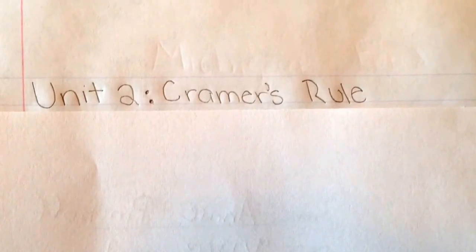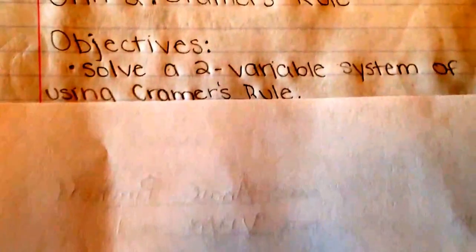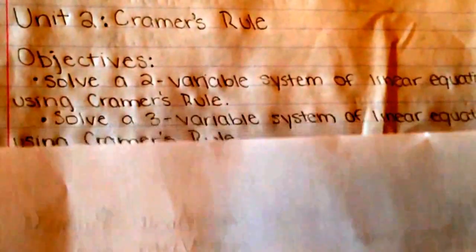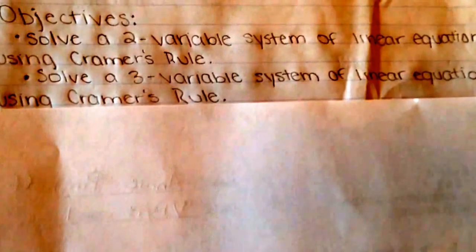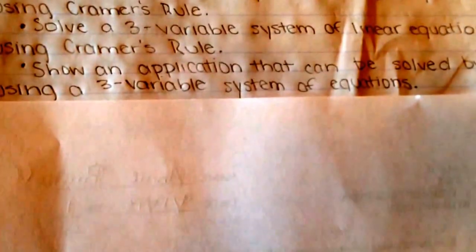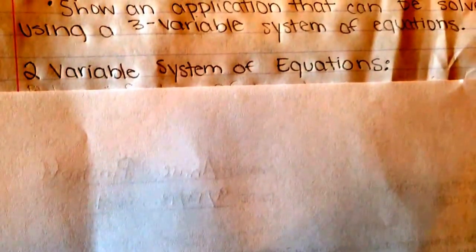This is Unit 2, Cramer's rule. Our objectives are to solve a two-variable system of linear equations using Cramer's rule, solve a three-variable system of linear equations using Cramer's rule, and to show an application that can be solved by using a three-variable system of equations. First, we're going to solve a two-variable system of equations.